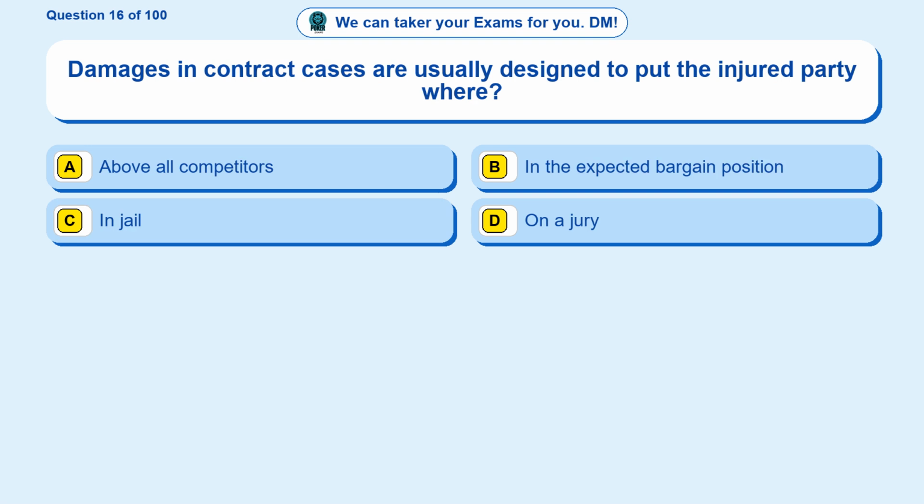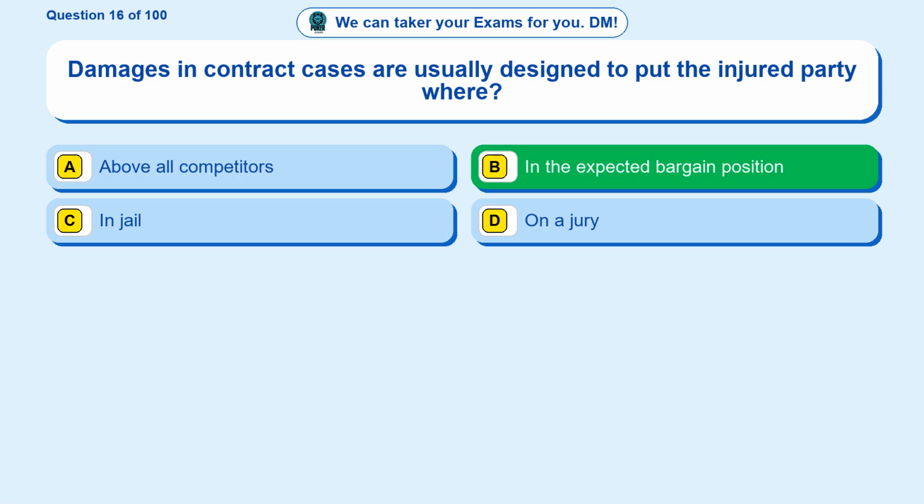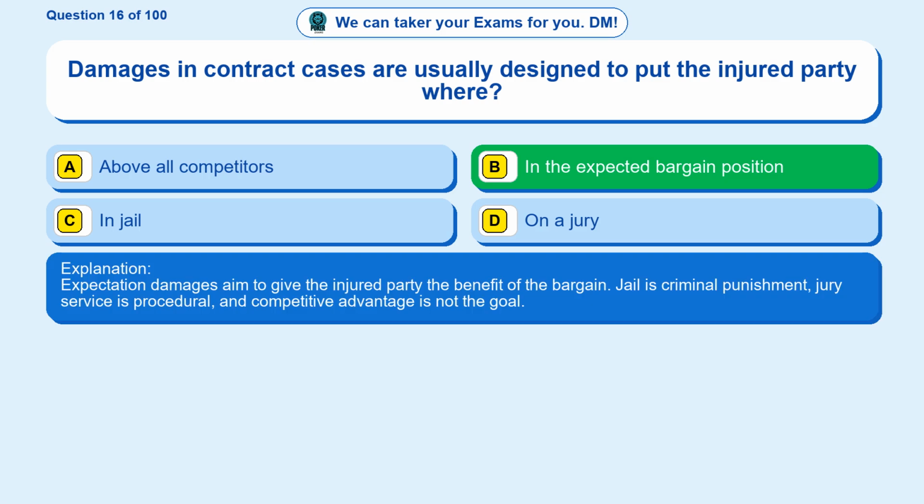Question 16. Damages in contract cases are usually designed to put the injured party where? Option A. Above all competitors. Option B. In the expected bargain position. Option C. In jail. Option D. On a jury. The correct answer is option B. In the expected bargain position. Expectation damages aim to give the injured party the benefit of the bargain. Jail is criminal punishment, jury service is procedural, and competitive advantage is not the goal.